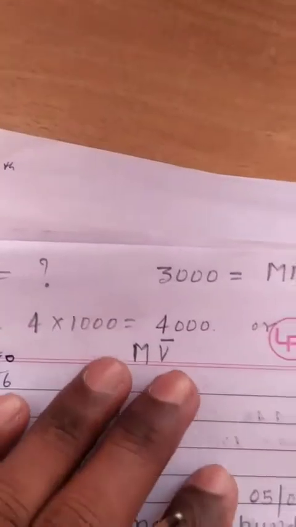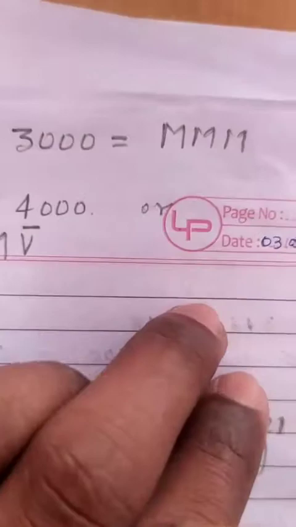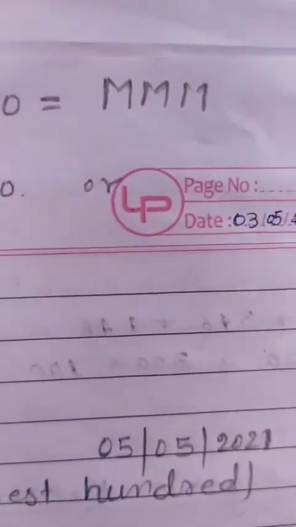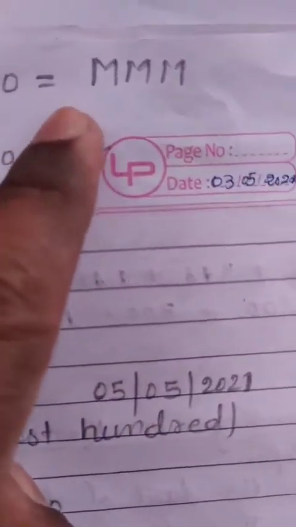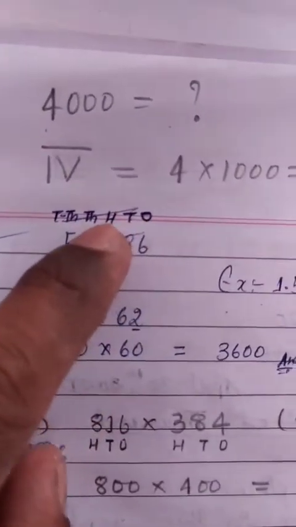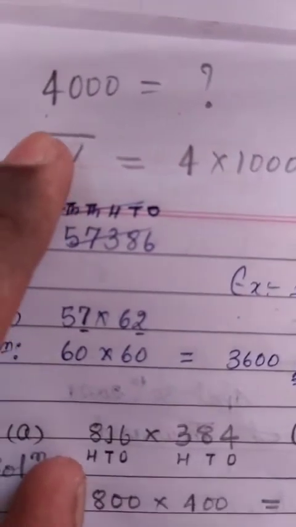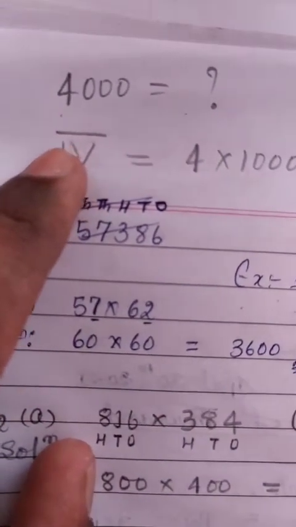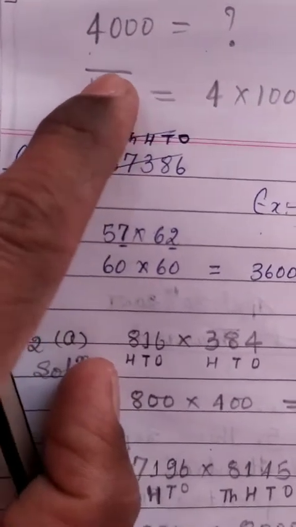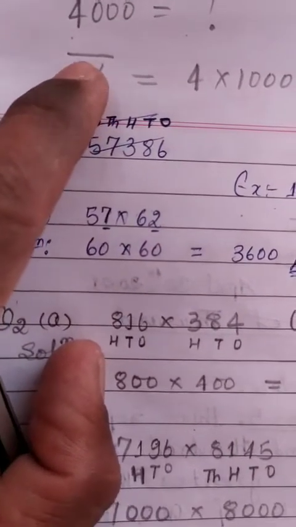Okay, now think that if you have to write 3000, then we have studied that 3000 can be written by 3 M's. So it will be MMM, M meaning 1000, so 3000. But when you have to write 4000, then what will you do? You will simply use that rule: put a bar above the numeral. It means it will be multiplied by 1000.